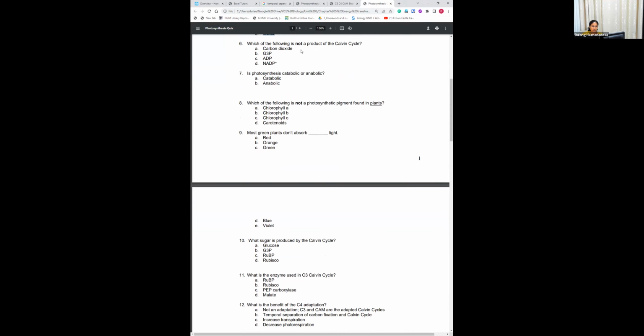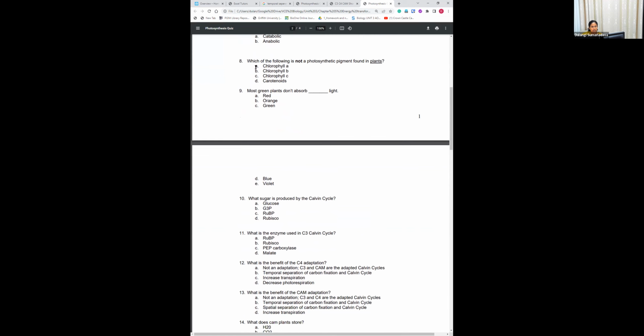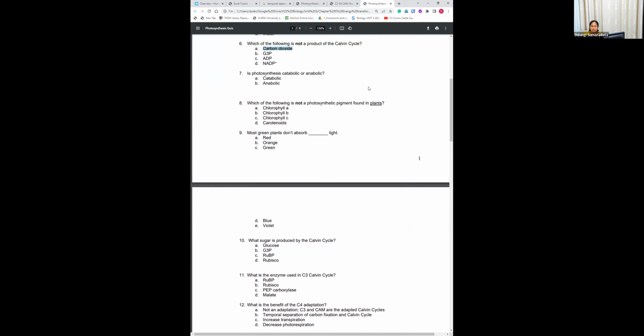Next one, which one of the following is not a product of the Calvin cycle? It's carbon dioxide. We're using carbon dioxide, not an output. 7: is photosynthesis catabolic or anabolic? It is anabolic because you're building up glucose. So 7 is B, 7B.